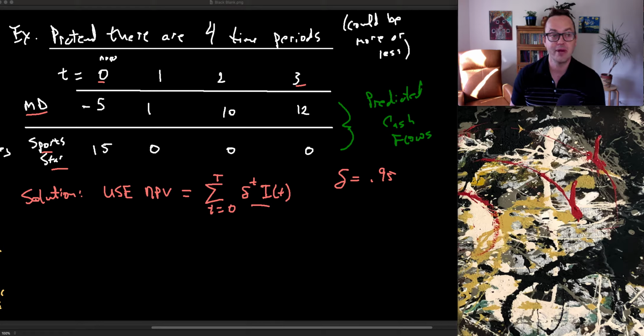Okay, so we're comparing our two careers. We're going to use this NPV calculation. We have our time periods across, including now 4 different time periods. We have our cash flows for being a medical doctor versus a sports star. And we're starting off with some kind of discount factor.